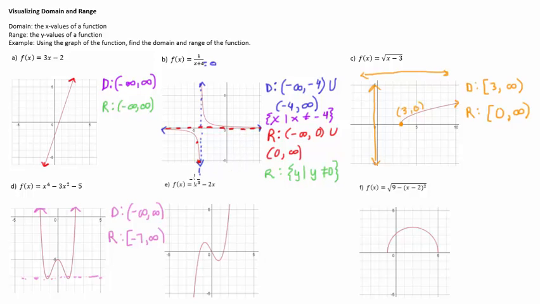Here on E, we've got a cubic function, and since this would keep going in both directions, our domain is all real numbers and our range is all real numbers. So even though we've got these turns here, we still end up with all of our x values being accounted for, all of our y values being accounted for.